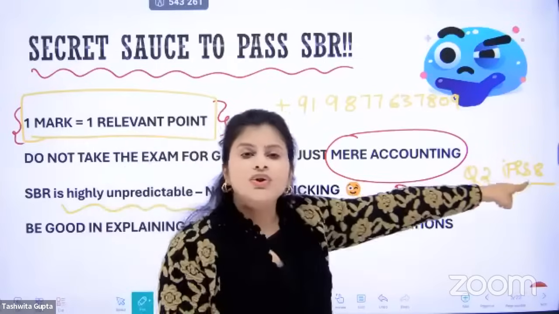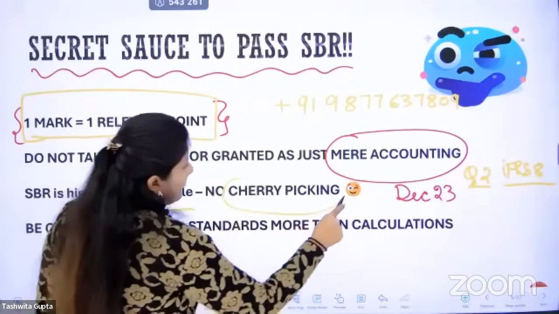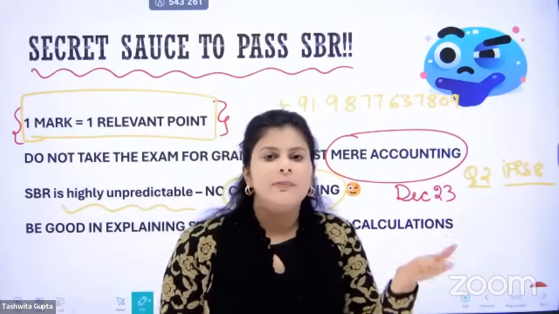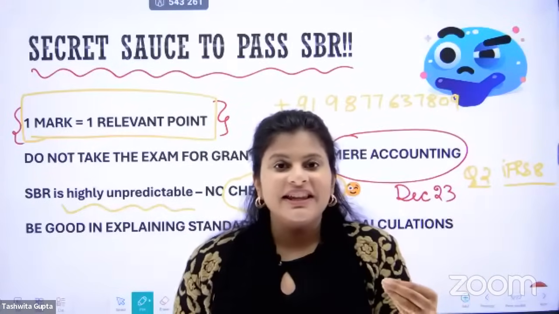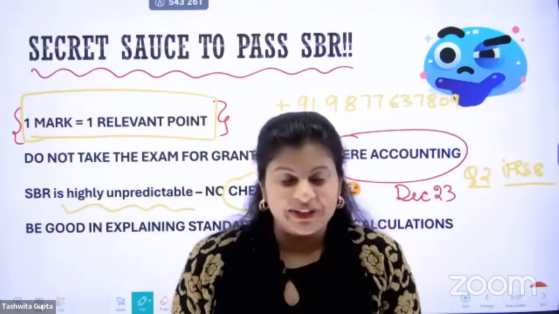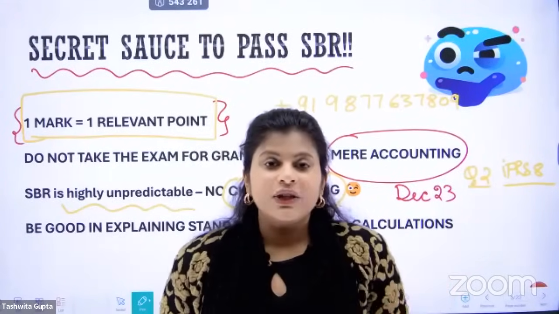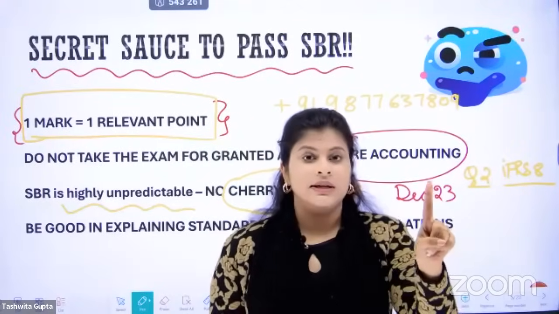Why did she miss those 12 marks? Cherry picking was done. What is cherry picking? If you are having a cake, if you are having a pastry, you're like, I'll just eat the cherry of it. I'll just eat the thing that I like in it. You have to eat the full cake. You have to at least go through the whole standard once.